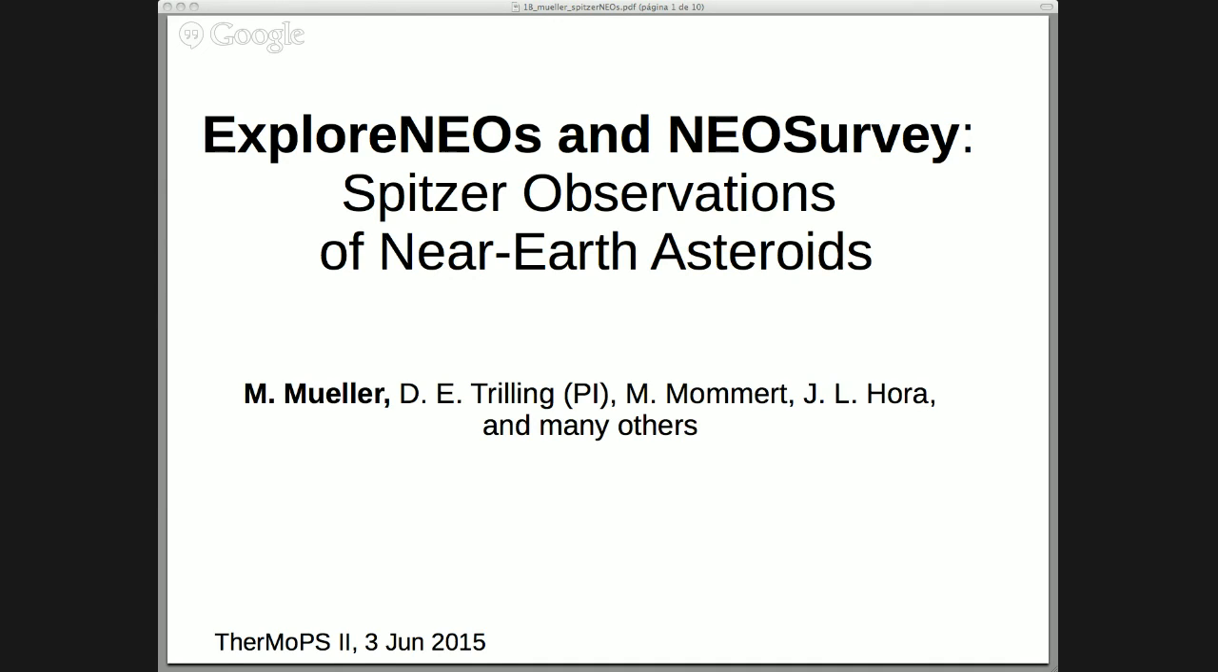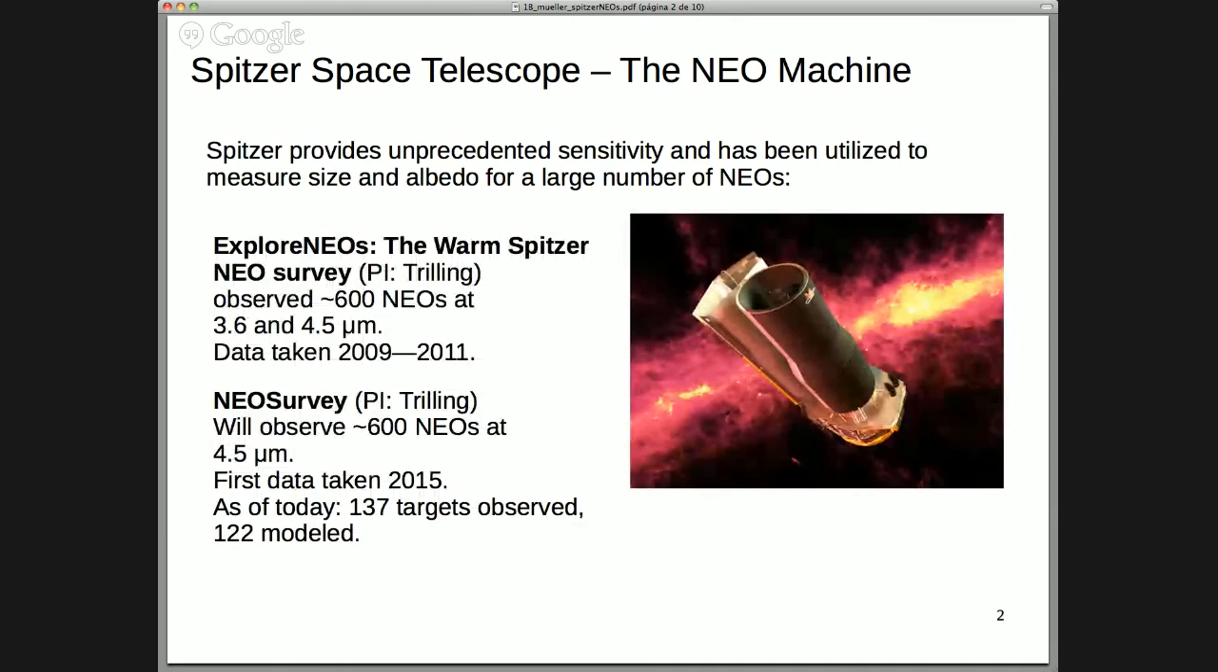So you've probably heard about ExploreNEOs. We took data between 2009 and 2011, got not quite 600 NEOs at 3.6 and 4.5 micron to measure diameter and albedo. What you may not have heard is that we recently got essentially a second version of this approved in the latest call, which is called NEO Survey. And we just started taking data. It's a very similar thing, 600 NEOs to get diameters and albedos out of Spitzer observations, except now we only do 4.5 micron. Actually, it turns out that from ExploreNEOs, we never really used the 3.6 micron data.